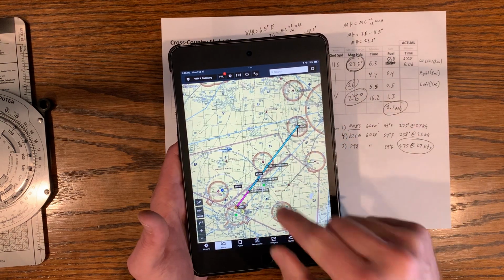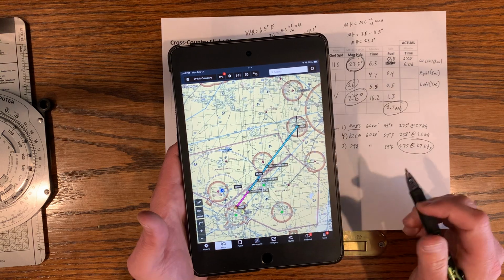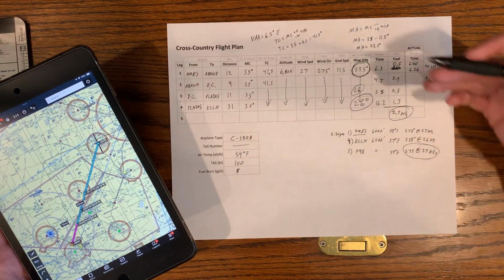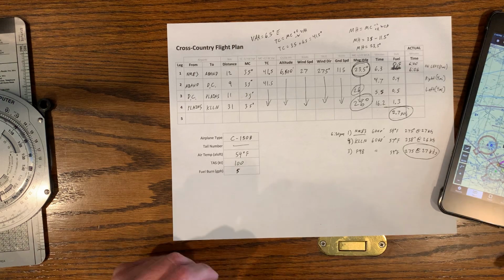So making those corrections, getting those waypoints set, that is what is called dead reckoning, and this is how you do it. And that's how you use the E6B to help you out.